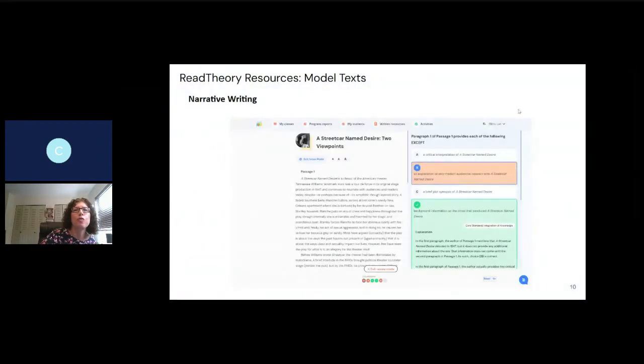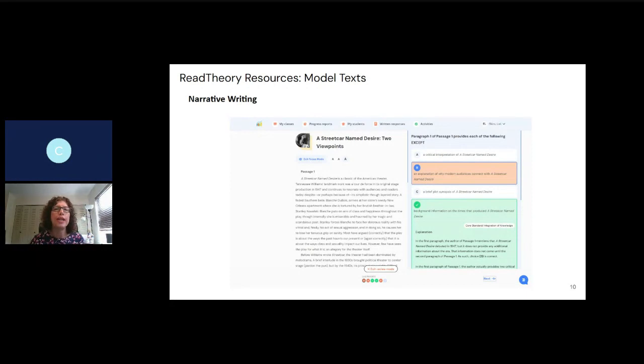Okay, now let's talk about ReadTheory specifically. So what's really great about ReadTheory is that you can use the readings as model texts. And those of us who teach writing, we know that oftentimes it's helpful for a student to see a professionally written text and use that as a model and inspiration for their own writing. So when you use ReadTheory, you will see that the reading assignments cross very different modes. They represent a cross section of different writing modes.